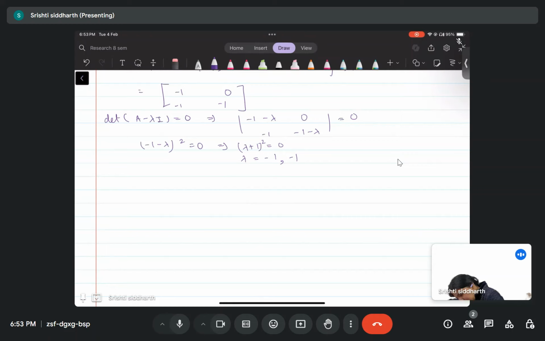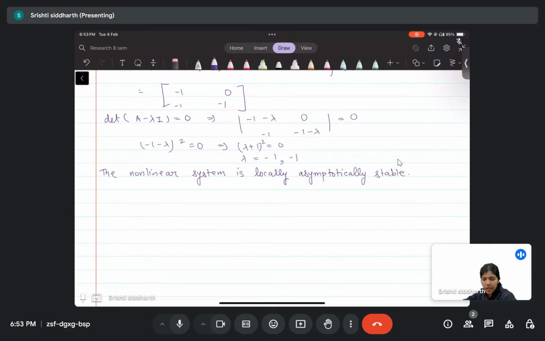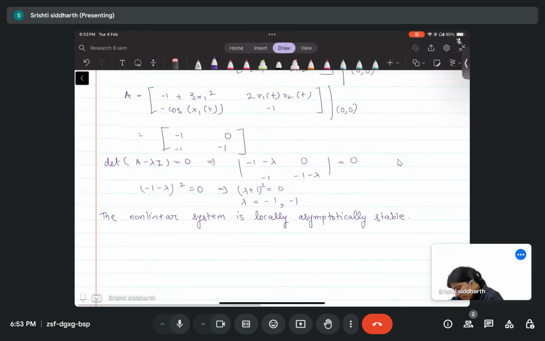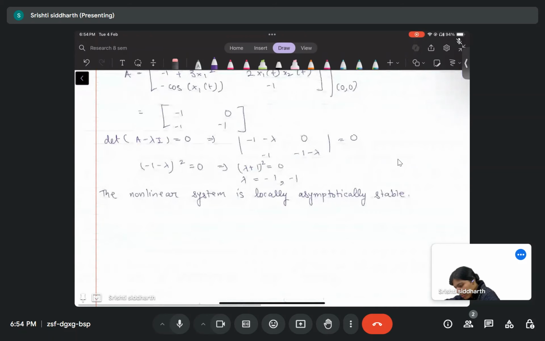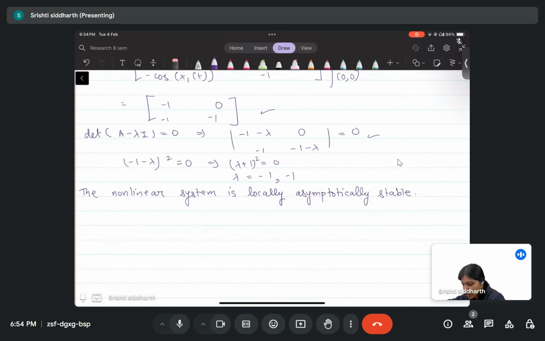So with the nonlinear system, locally asymptotically stable. So this is how we comment on the stability of a nonlinear system. So we linearize it about the origin or about the equilibrium state and form the A matrix and then comment on the eigenvalues.